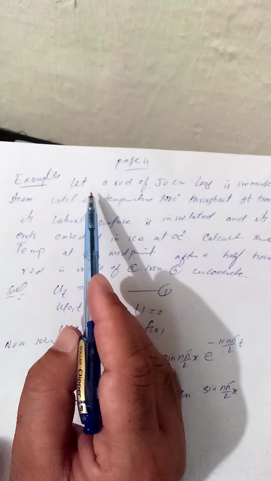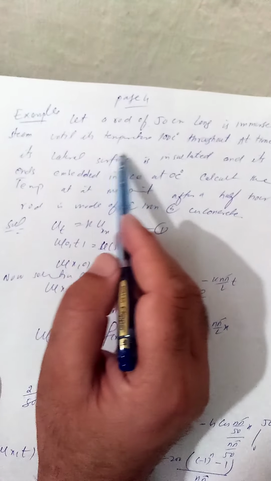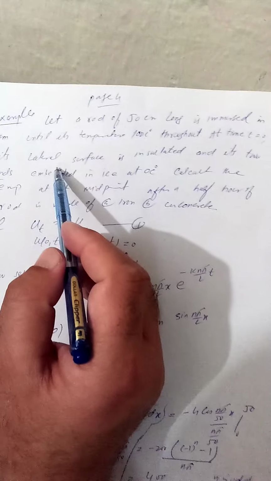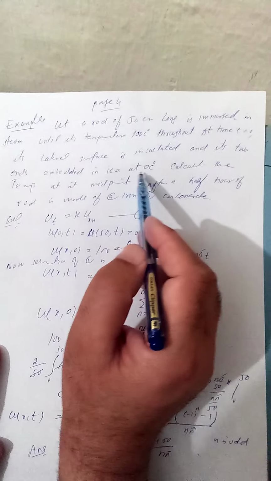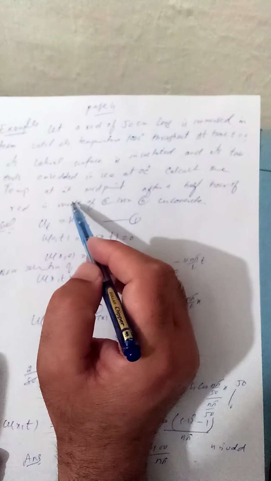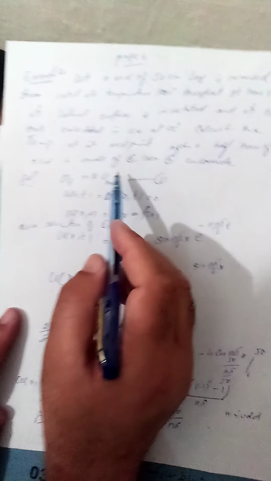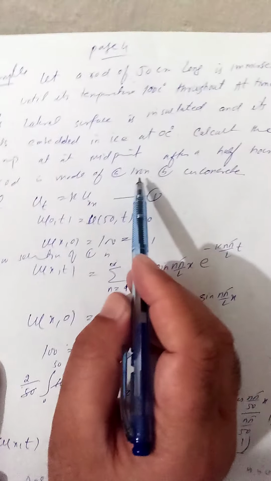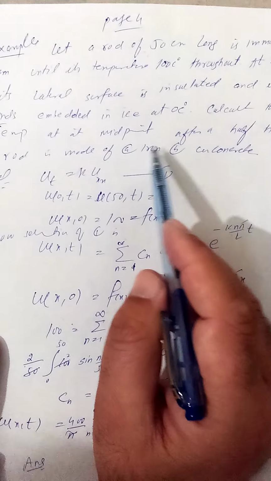Here an example is given that a rod of 50 centimeter length is immersed in steam until its temperature is 100 centigrade throughout. At time t is equal to 0, its lateral surface is insulated and the two ends are embedded in ice at 0 centigrade. Calculate the temperature at its midpoint after half an hour if the rod is made of iron or concrete. Keep in mind that for iron and for concrete only the conductivity value k is different, otherwise the solution will be the same.